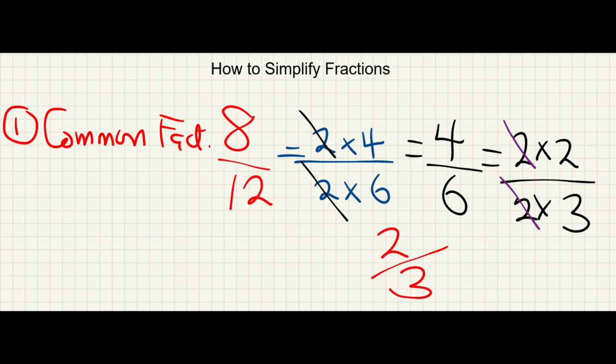Now, when you look at this 2 out of 3, you realize that there's no common factor that can divide both the numerator and the denominator. And so 8 over 12 simplified is 2 over 3. When you find a common factor and reduce, you keep on reducing until there's no other factor that can divide both the numerator and the denominator.